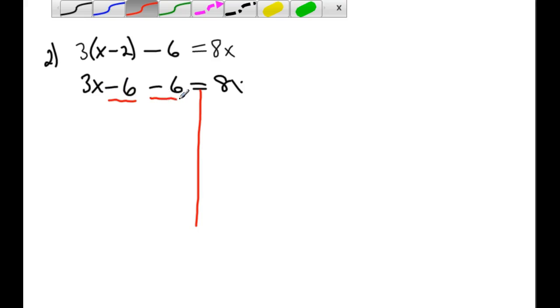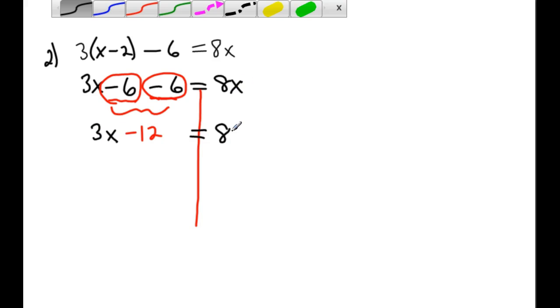So this one is a like term with that one. These are negative 6's plus another negative 6. Together that makes a total of negative 12. They don't fight, they all get along. So there's 3x minus 12 and 8x is on this side.